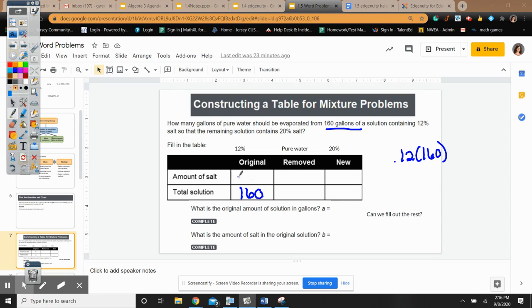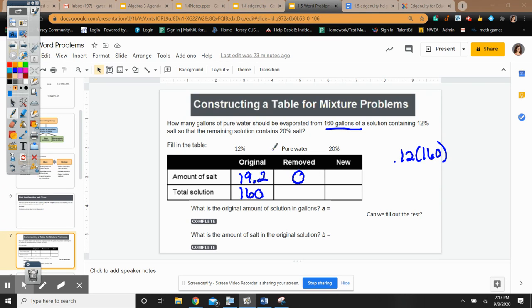And that gives me 19.2, I guess, gallons of salt. That's a lot. Okay. We are going to take some stuff out. We are going to take out pure water, right? How much salt is in pure water?